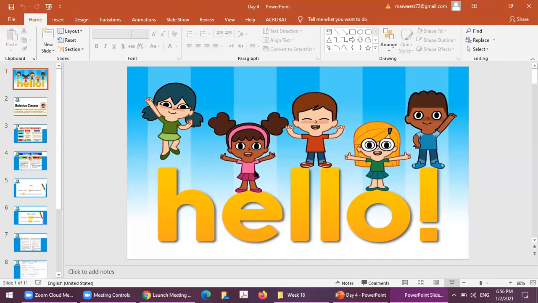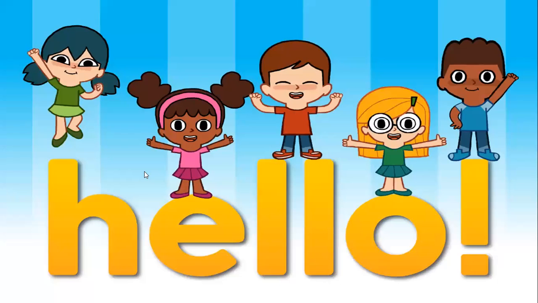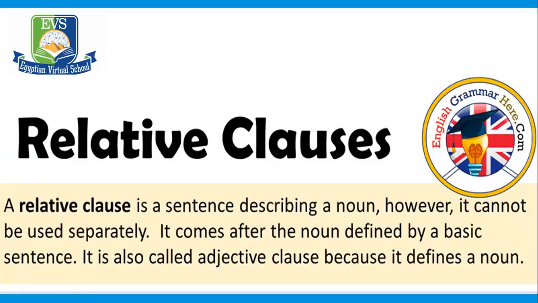What is the relative clause? It's a short clause which describes the subject of the sentence. And we have different kinds of relative pronouns starting this relative clause. A relative clause is a sentence describing a noun, the subject of the sentence. However, it cannot be used separately. We can't use the relative clause without a subject or a verb in the complete sentence. It comes after the noun defined by a basic sentence, so it must be inserted in a complete basic sentence.